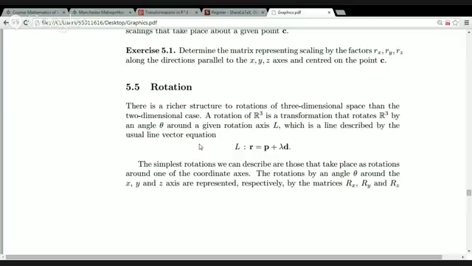But rotation is quite different. In the plane, you're rotating around a point, whereas when you're rotating in 3-dimensional space, you're rotating around an axis of rotation, which is a whole line. In the plane, there are just 2 dimensions in which the center of rotation can be located. So there are 2 degrees of freedom for the center of rotation.